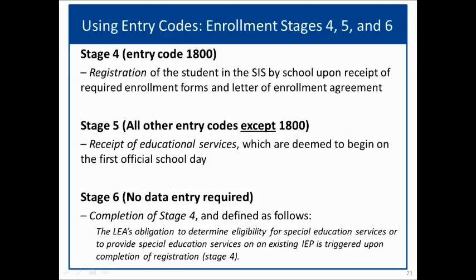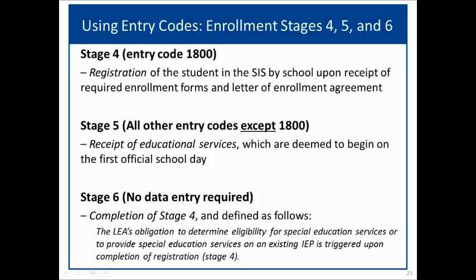And just a little distinction between stages 4, 5, and 6. Stage 4 is the registration stage, when you register the student upon receipt of all of the required enrollment documentation and their agreement to attend your LEA. At stage 4, you would put in entry code 1800. 1800 is the only code that should be used for stage 4, and we also call stage 4 pre-enrollment. So if you've heard of pre-enrollment, that's what we're talking about when we say stage 4 and the use of 1800.